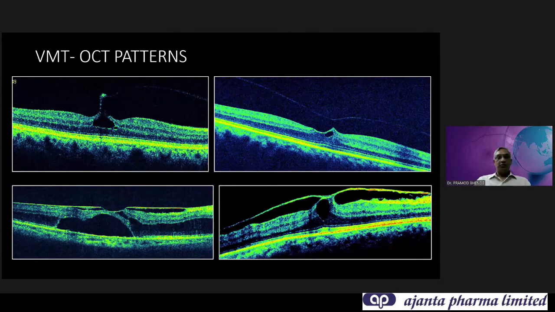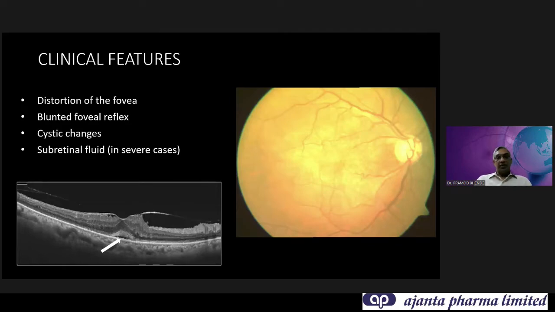These are again just a few images of the different types of tractional component-based OCT patterns you see when you look at these patients, including a few patients who can have even sensory retinal detachment and vitreoschisis as well. Clinically, when you examine the fundus, there is generally a distortion of the fovea, a blunted foveal reflex, or you can have cystic changes, and occasionally you can see subretinal fluid, which you can pick up clinically as well as on OCT imaging.